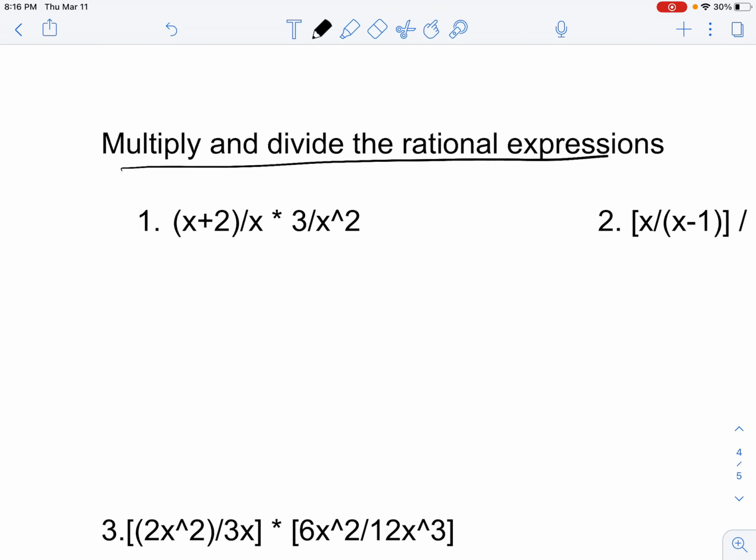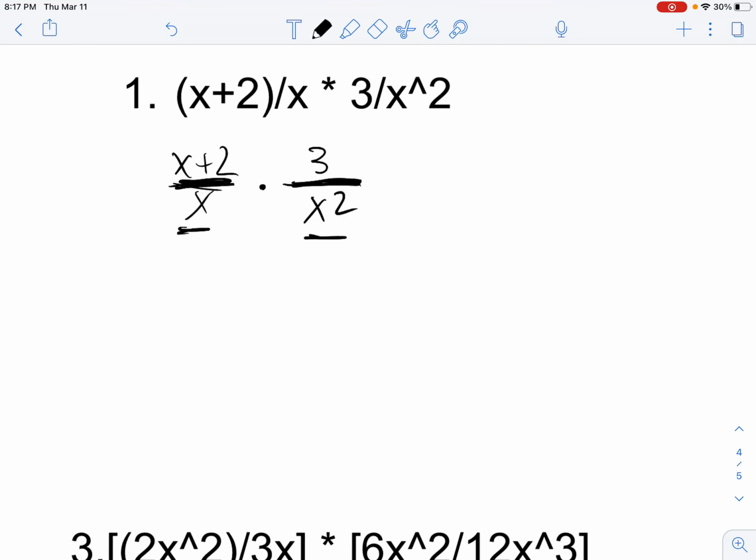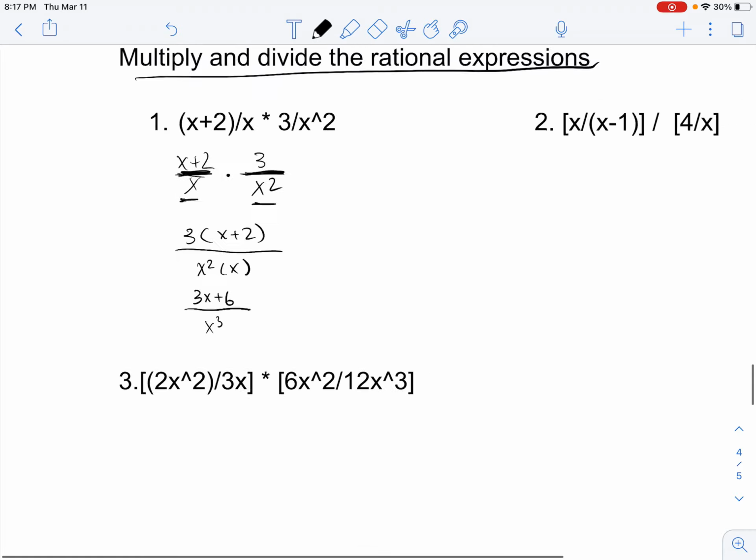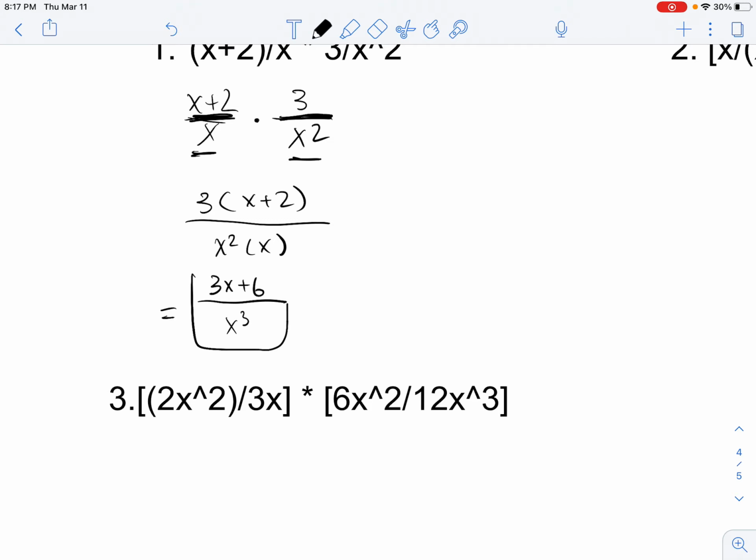Moving on. Now, multiply and divide the rational expressions. So in this example, we are basically just multiplying these fractions, 3 over x squared times x plus 2 over x. Now, whenever we're dealing with a situation like this, remember, you just need to multiply the numerators together and the denominators together when it's multiplication. So in this case, you would be multiplying 3 times x plus 2 and x squared times x. As a result, you get 3x plus 6 over x cubed. And that would be our answer.